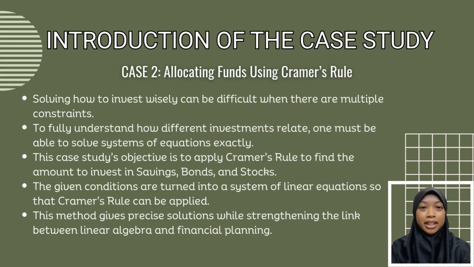Case 2, allocating funds using Cramer's rule. Deciding how to invest wisely can be difficult when there are multiple constraints. To fully understand how different investments relate, one must be able to solve the system of equations exactly. This case study's objective is to apply Cramer's rule to find the amount to invest in savings, bonds and stocks.